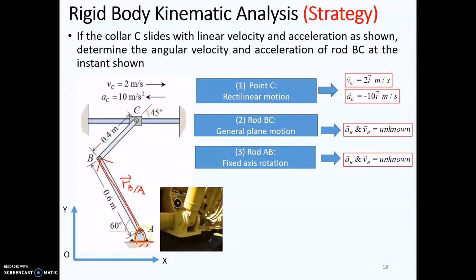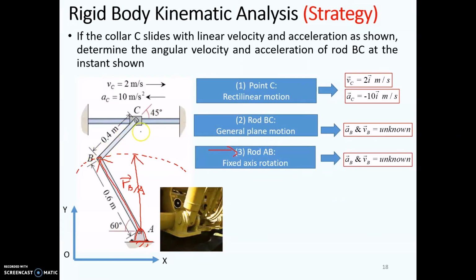Due to the pin support here, which is the center axis of the rotation, you have the rod AB moving in a circle. When you check your relative displacement, the direction changes, and point B rotates with respect to A. Therefore, the rod AB is performing the fixed axis rotation.